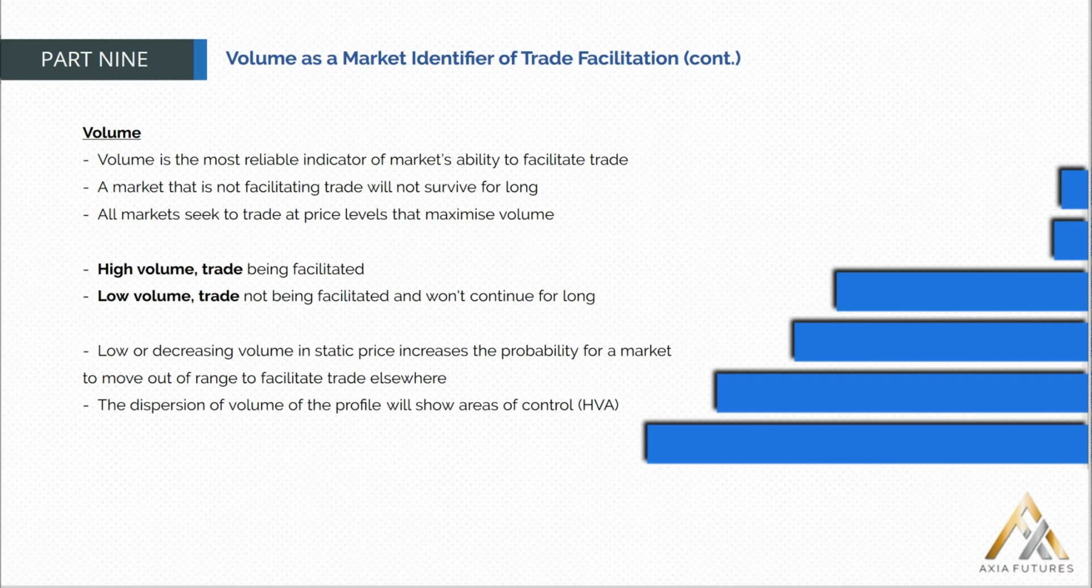Then, low or decreasing volume in static price increases the probability for a market to move out of range to facilitate trade elsewhere. Again, a rule of thumb. And lastly, the dispersion of volume of a profile will show areas of control. So again, it's all about this idea of when you look at the profile, when you look at the markets, when you look at anything, always try and interpret how are buyers and sellers interacting? Who is winning this battle? Who's creating the fight? Where's the initiative coming from? And where's the response coming from? If you learn to start interpreting the markets in this manner, you're going to unlock some vital pieces of information that the market is actually showing you.